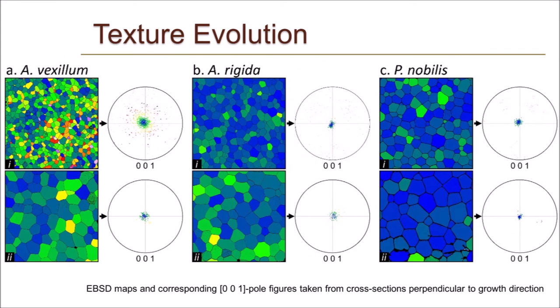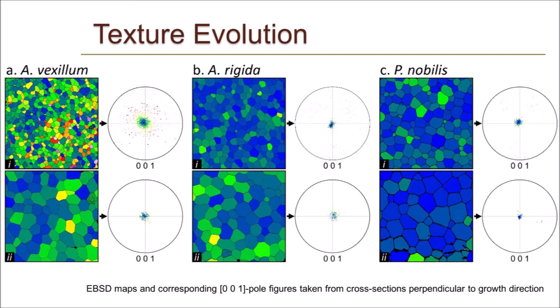These results, obtained by X-ray diffraction, were verified using EBSD measurements. In each shell, two cross-sections taken perpendicular to the direction of growth, one at the initial stage and one at the final stage of the prismatic layer formation, were analyzed. The obtained data for all three shells are shown here.